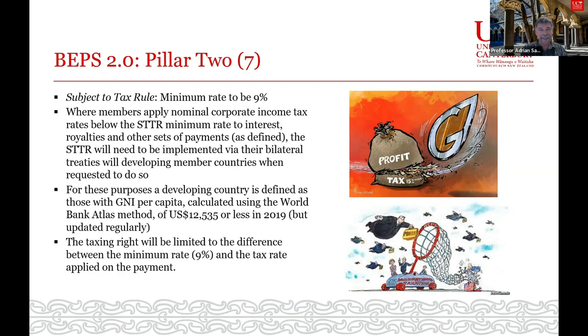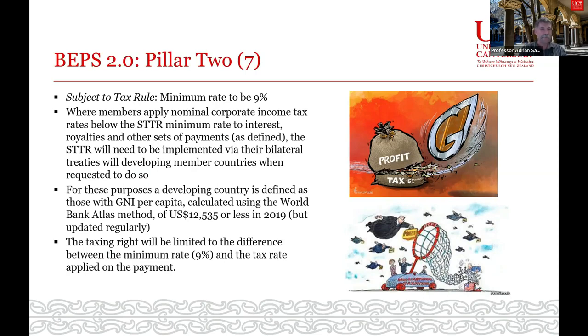And the proposal here is that there will be a minimum rate set of 9%. So where there is a nominal corporate income tax rate below this minimum rate on items of interest, royalties, and other sets of payments, and there are definitions of what they are, then this STTR will have to be implemented via the bilateral treaty, doing this particularly with developing member countries when requested to do so. So one of the critical things here is to be able to find out what the rates are that are applied to things such as interest, royalties, and other payments.